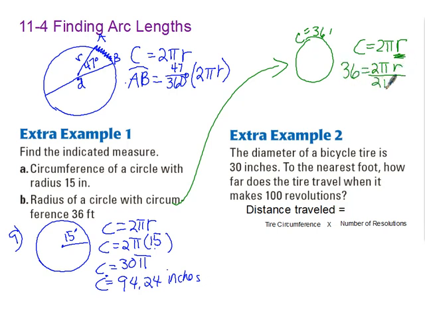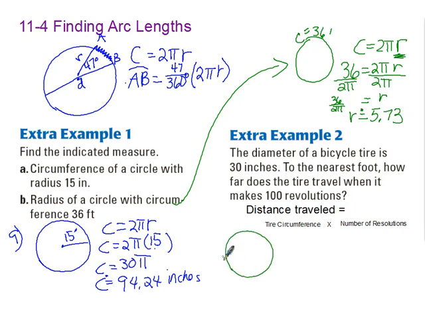We'll divide both sides by 2 pi, and we'll get r equals 36 over 2 pi. When we put that into the calculator, r equals about, there's that little dot again because it's so easy, 5.73.